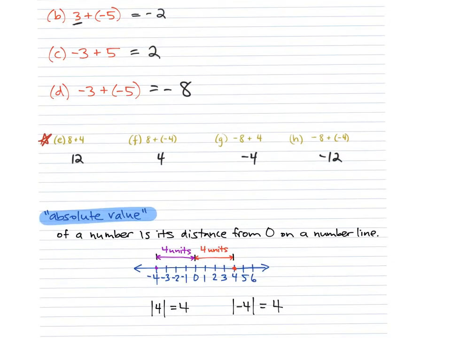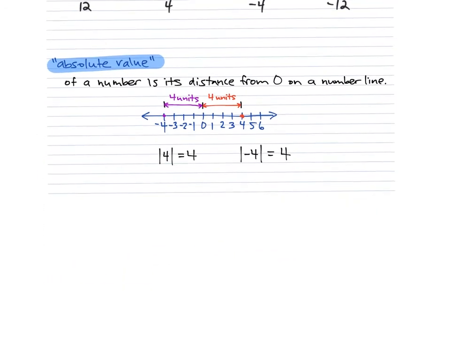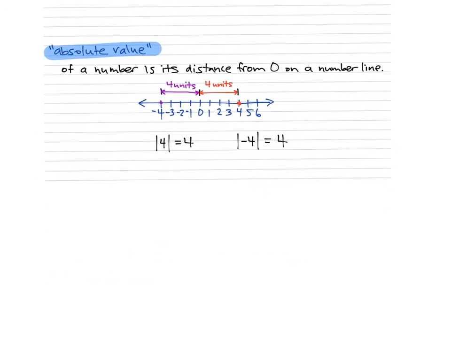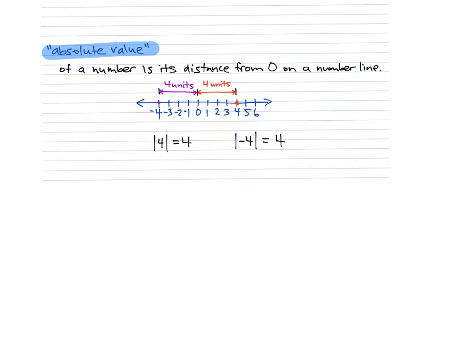Okay, moving on. We're introducing a new vocabulary word called the absolute value. The absolute value is the distance that a number is from 0 on a number line. So basically, if you have a negative number, the absolute value of that is the positive. So distance is always positive.